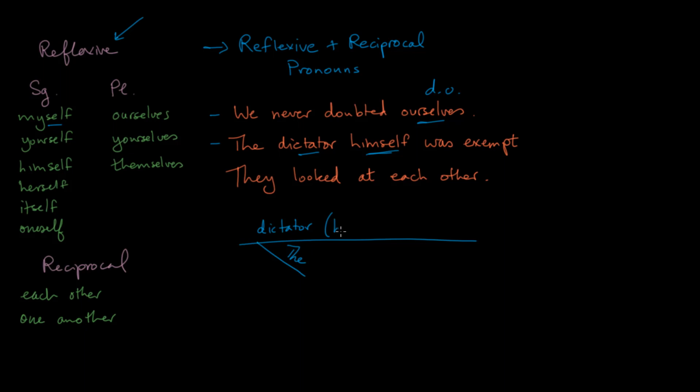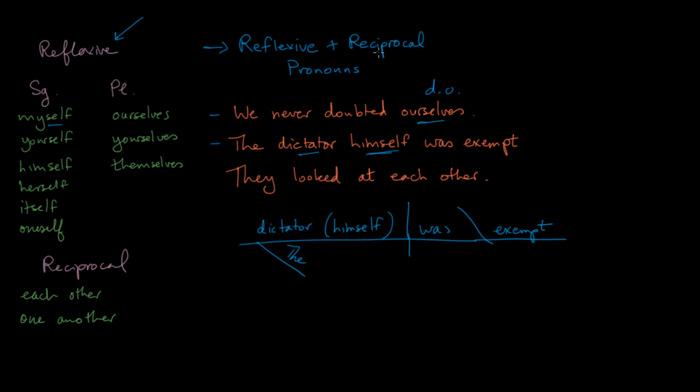And now we're going to put himself in parentheses behind dictator. And then we simply have the rest of the sentence. So was exempt. There we are. And our sentence diagram is done.